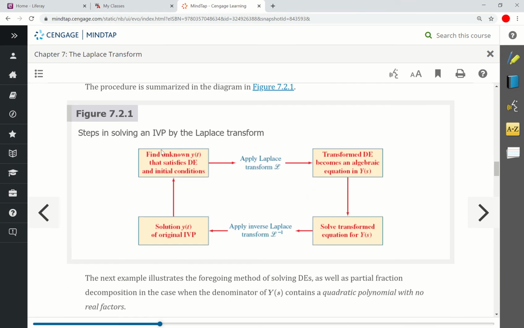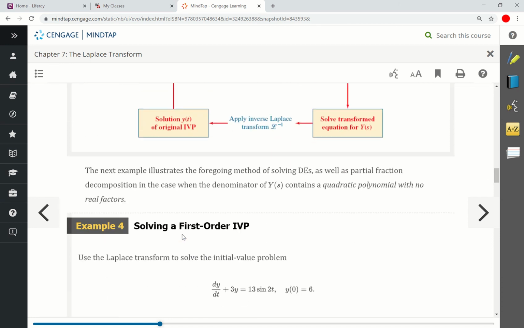So in general, here's how we would solve an initial value problem by using the Laplace transform. We would find an unknown y of t that satisfies the differential equation. We first start by applying the Laplace transform L. This transforms the differential equation into an algebraic equation in the function y of s. We can solve with algebra for y of s to get it by itself, and then when we apply the inverse Laplace transform, what we end up with is the solution y of t to our original initial value problem.